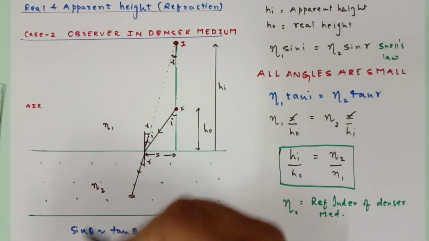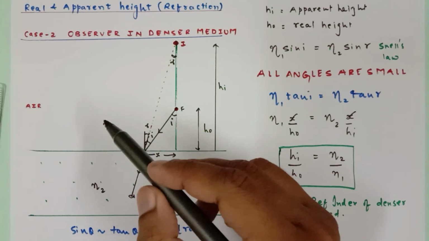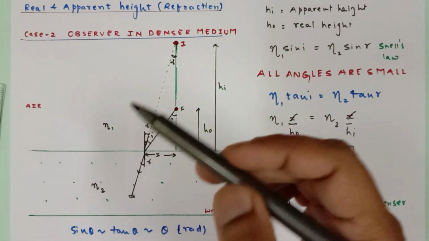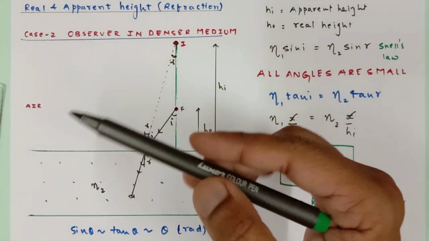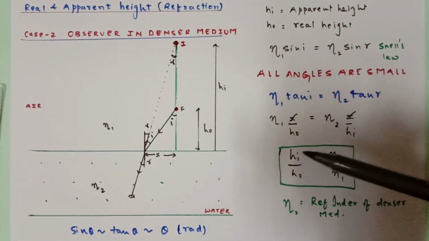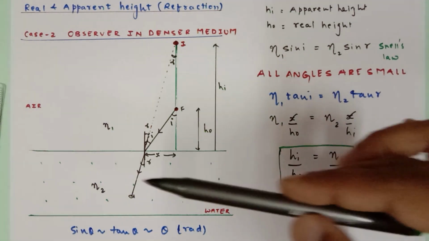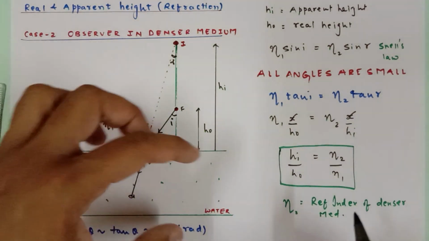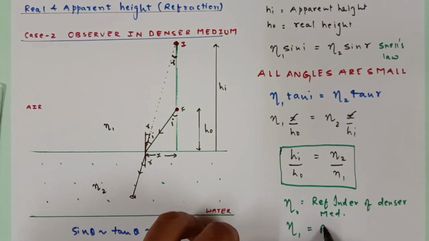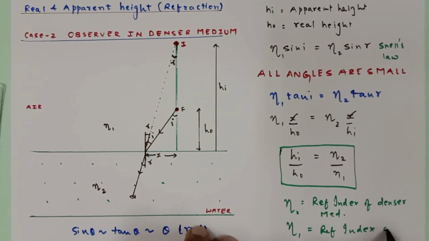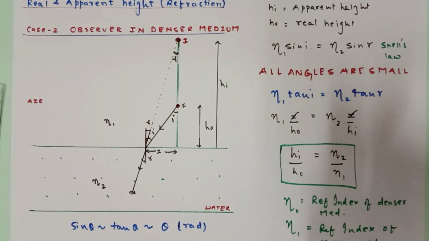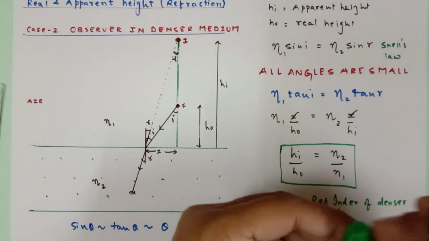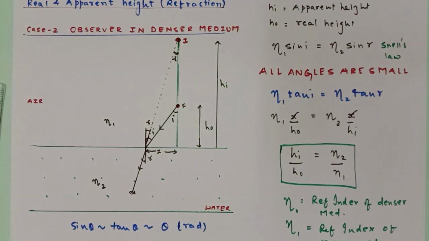Why am I using eta 1 and eta 2 like this? Wherever you have the incident ray, eta 1 should be used, and wherever you have the refracted ray, eta 2 should be used. So whether the object is in the rarer medium or the denser medium, you just have to remember one formula: HI upon HO is equal to eta 2 upon eta 1, but eta 1 and eta 2 should be remembered as I told you. Here eta 1 is the refractive index of the rarer medium. So our derivation is ready to go. Just remember that you cannot use this derivation for bigger angles, and that all distances are measured from the surface.